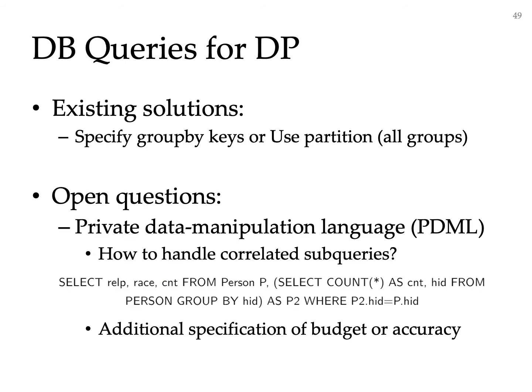There are some existing solutions for this problem. That is, we can specify the group by keys, or we use a predefined partition. For example, when we group by the geolocation, we will use all states rather than the active states. This opens up a new general research problem of designing a private data manipulation language that can handle related subqueries. And apparently, this requires additional specification of privacy budget or accuracy.